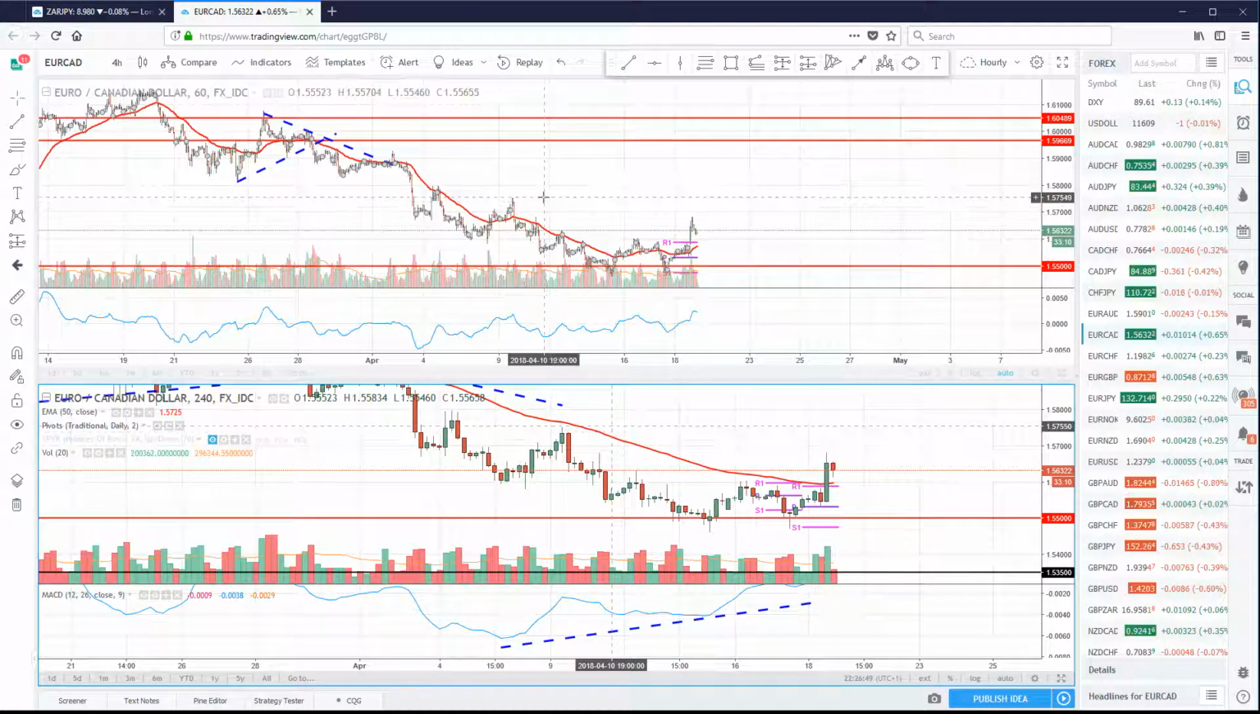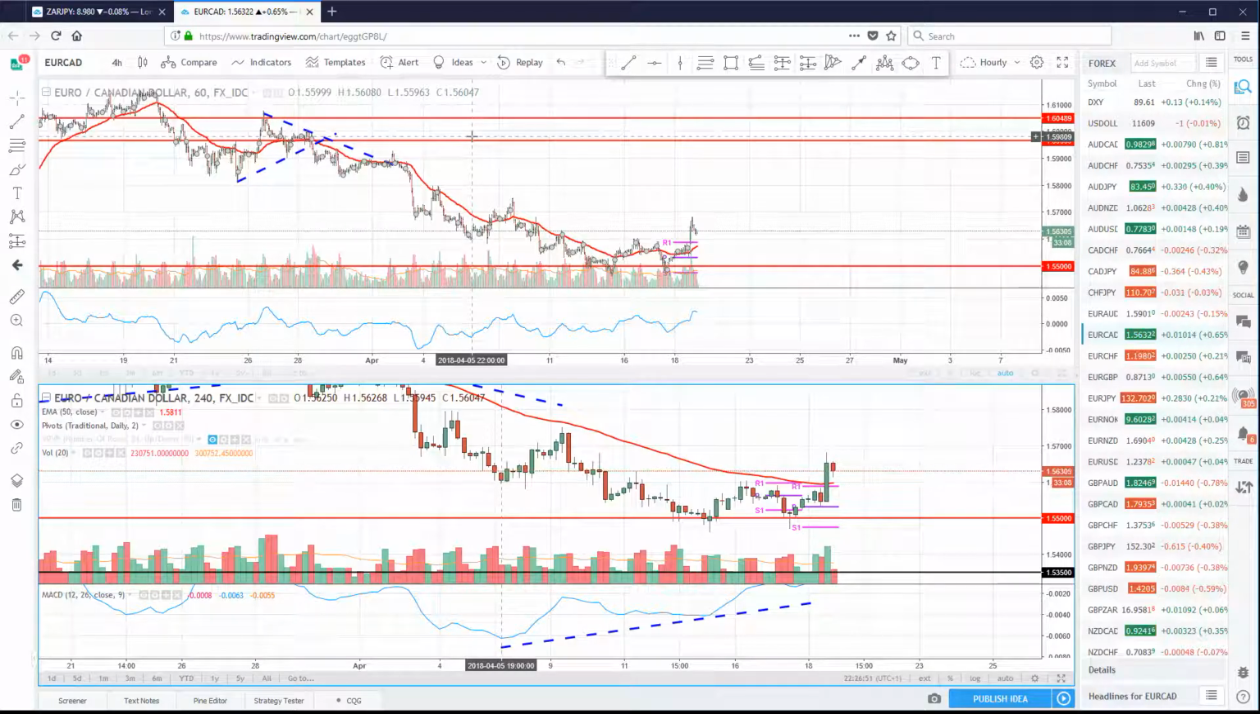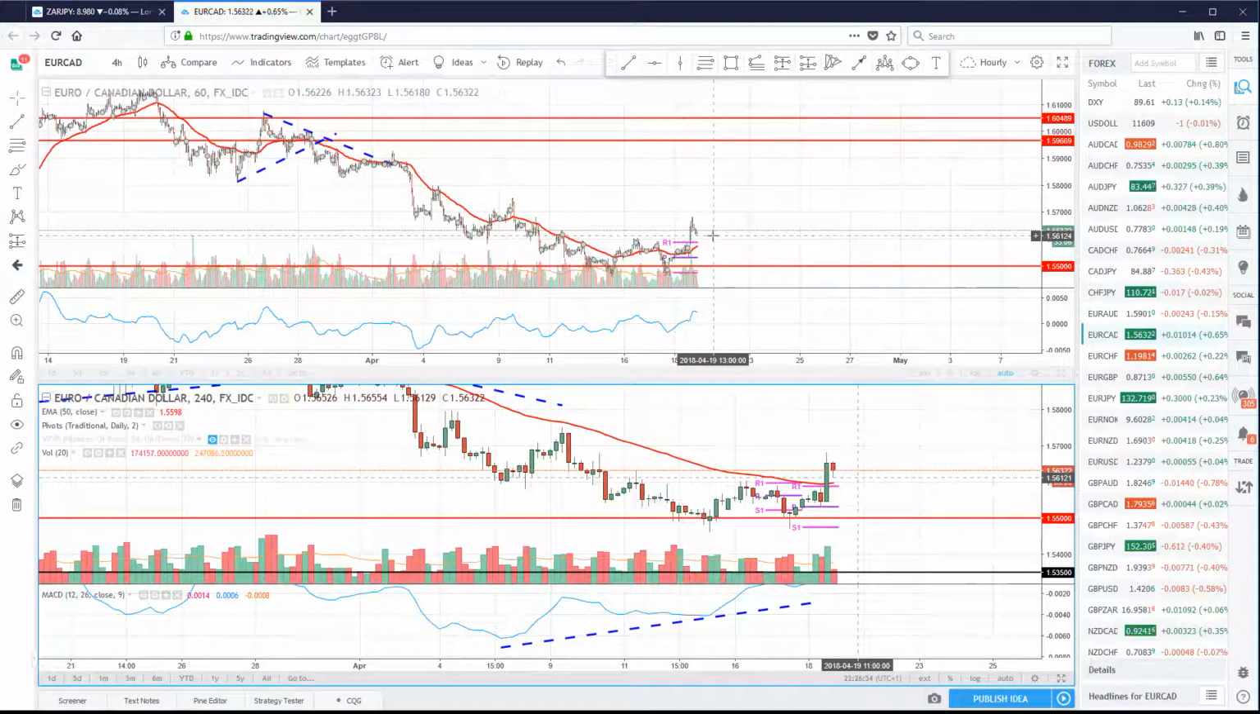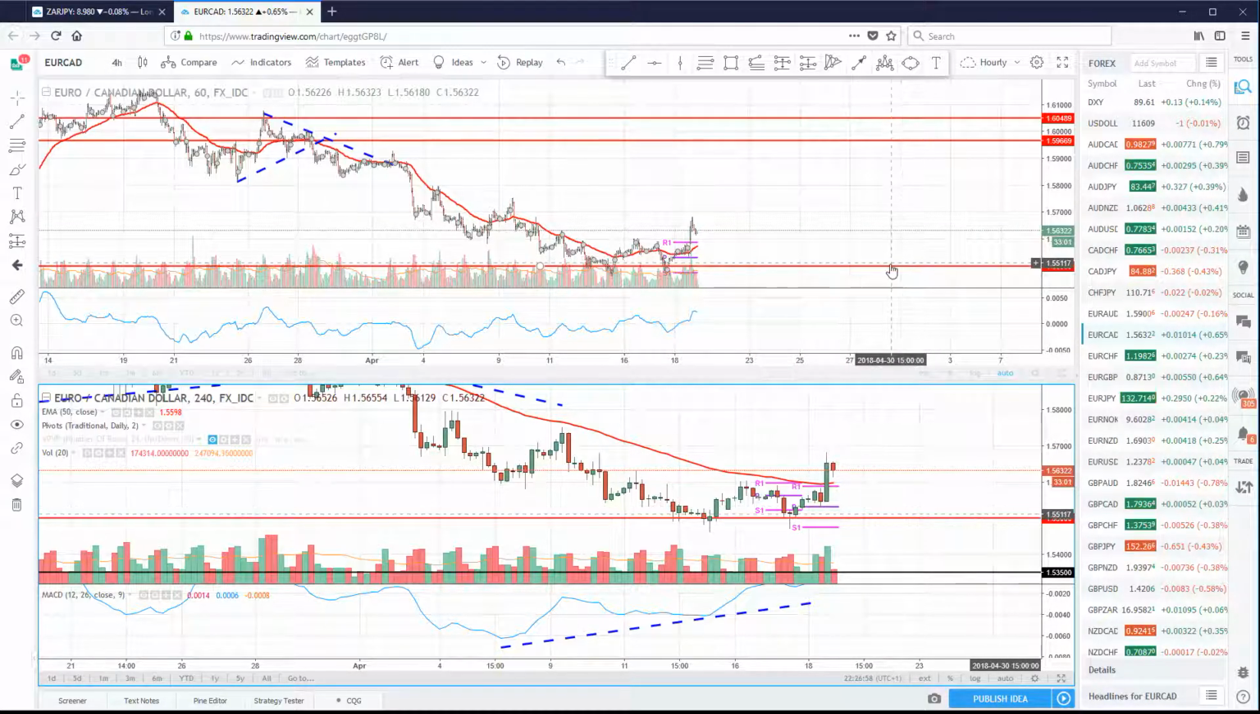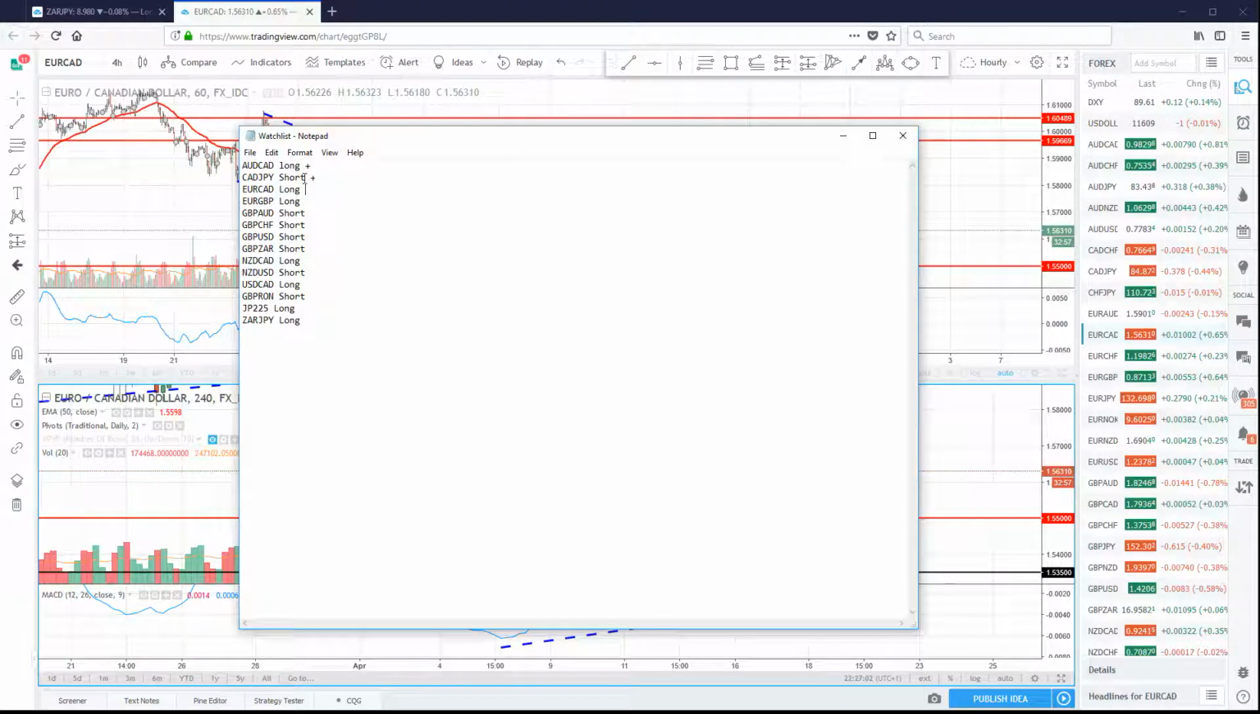Okay guys, so just coming back now for a very quick review. I think any CAD pair you take to sell will be pretty nice. So I'm going to show you what I've got here so far, and you'll understand. What I've done so far is put in these little pluses here. So Aussie CAD's good and CAD Yen's good, and so is Euro CAD.